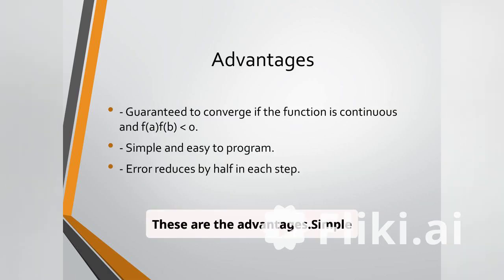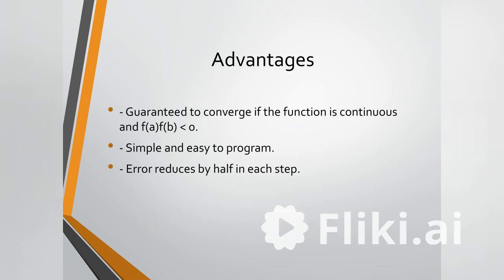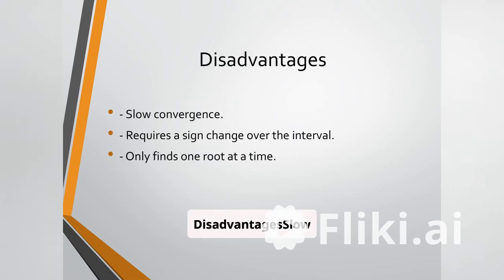These are the advantages. Simple and easy to implement. Always converges if f(a) times f(b) is less than 0, stable and reliable. Disadvantages: slow, linear convergence. Needs the function to change signs in the interval. Not efficient for multiple roots or flat regions.